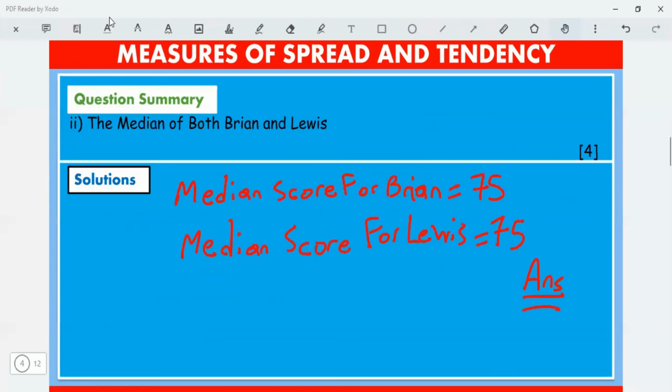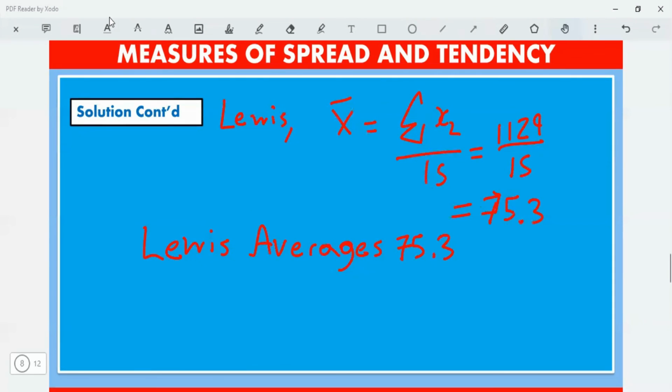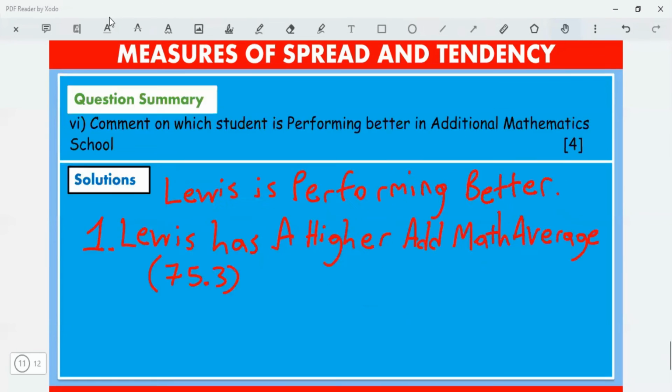Where did we work out the average? Brian's average is 73.4. Lewis's average is 75.3. So Lewis's average is bigger. It's greater than Brian's average of 73.4. So Lewis has a higher ADMAT average than Brian. Make sure you put all of that in brackets. So Lewis is performing better.